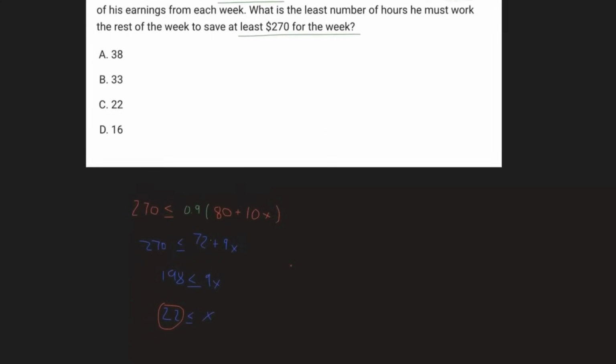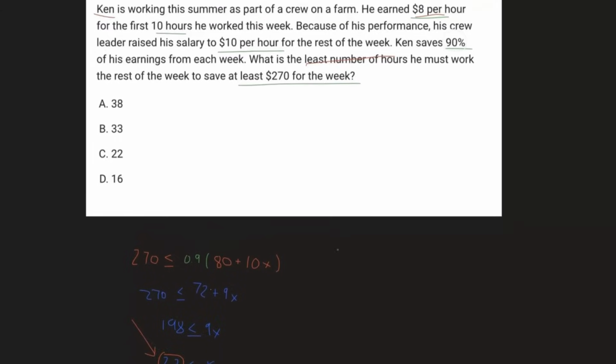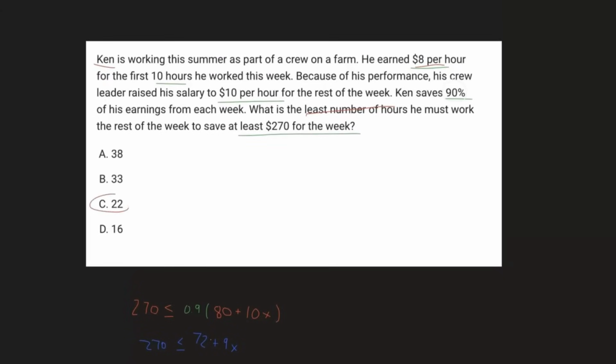But this also means that, if he works greater than 22 hours, he'll save more than $270. But we just want to find the number of hours that it'll take him to save at least $270, working the least number of hours, right? And the least number of hours in our case is right here, 22 hours, because that's the minimum that he has to work. And therefore, our answer choice is going to be C.